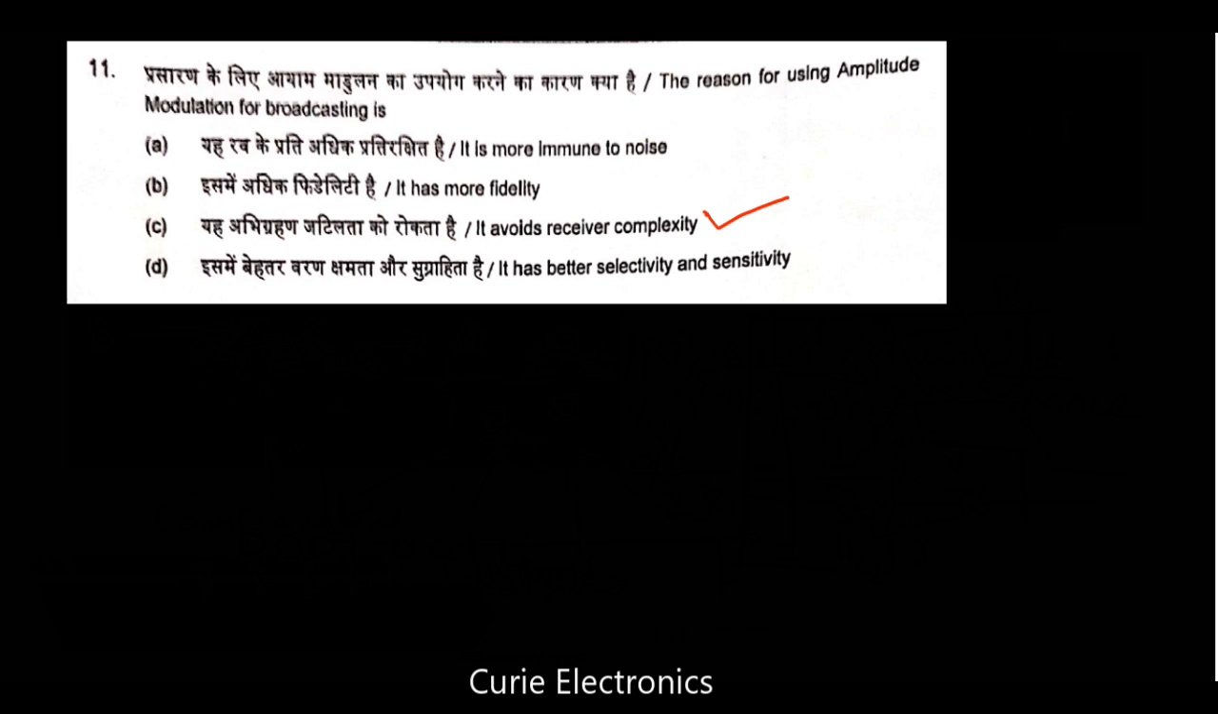The receiver making is very simple. That is, it avoids receiver complexity.